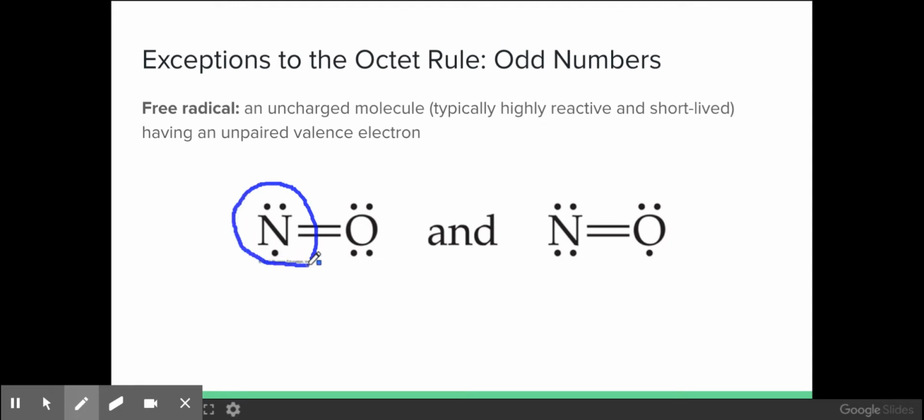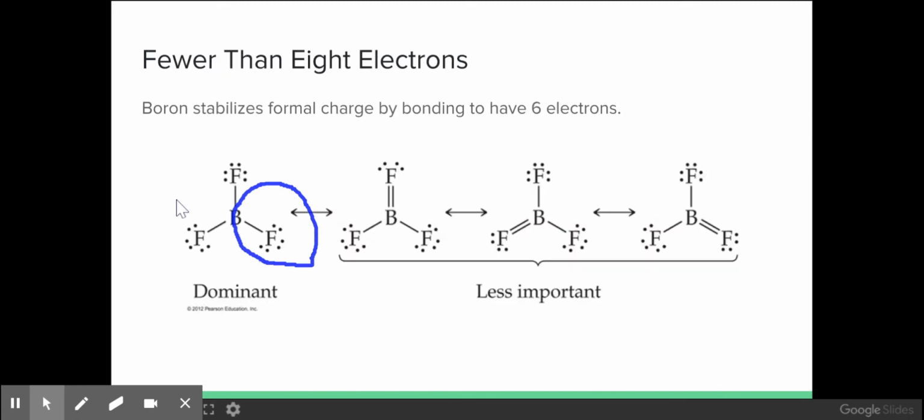Typically, the types of free radicals that you're going to see are compounds that involve nitrogen. Nitrogen can get by with 7 electrons, and any compound with nitrogen that has an unpaired electron is extremely reactive. So it tends to react with other things to form other more stable compounds. But it's useful just to know what a free radical is, and that nitrogen tends to form these types of compounds.